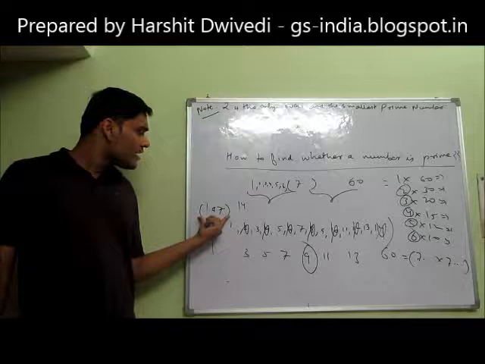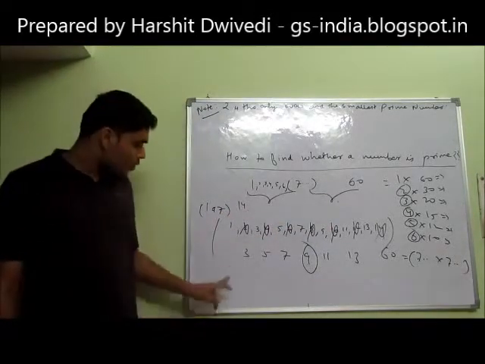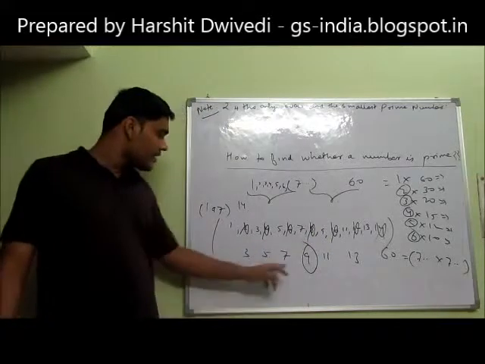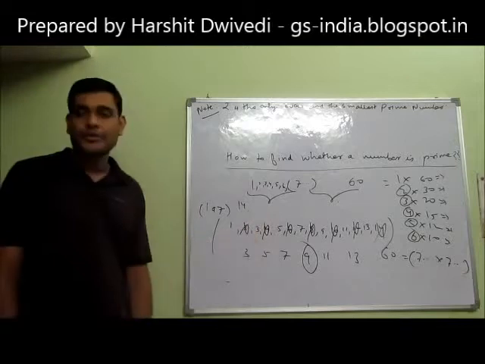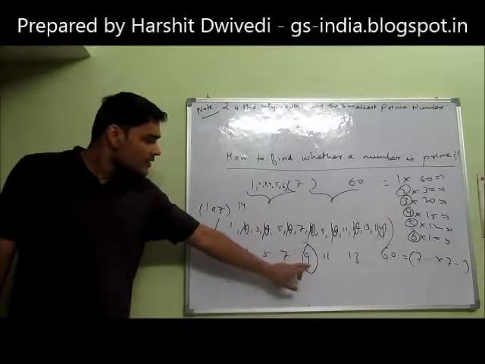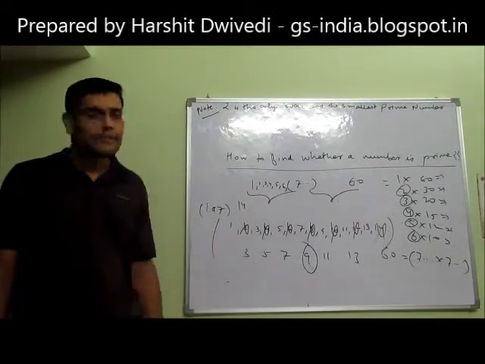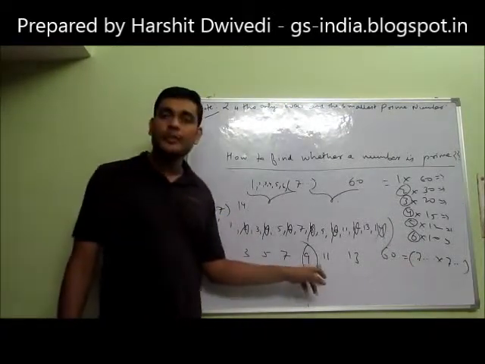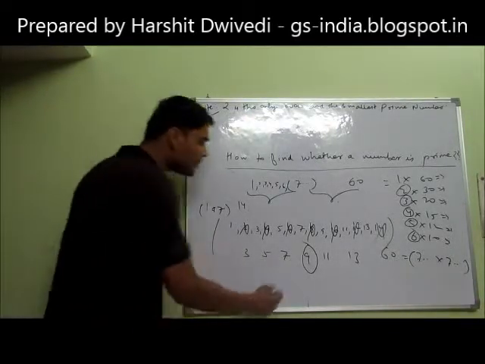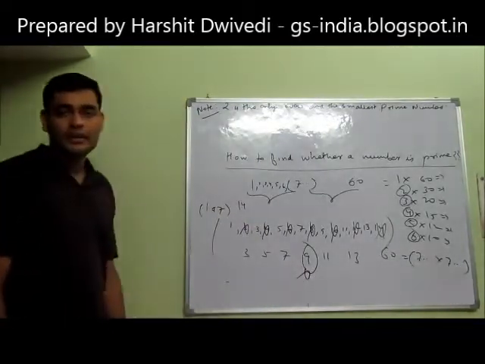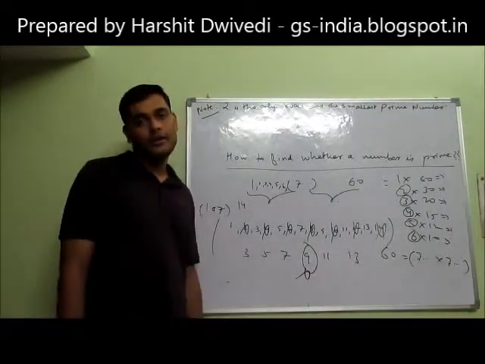Now, in case of 197, from 1 to 14, I eliminated all the even numbers. So only odd numbers were left: 3, 5, 7, 9, 11 and 13. In these, 9 is a composite number. Now, my logic is that there is no need to check the divisibility of 197 by 9, because if 197 is divisible by 9, it will also be divisible by 3. So there is no need to check it by 9, just check it by 3 only. And after eliminating 9, you will see that 3, 5, 7, 11 and 13 are left only.